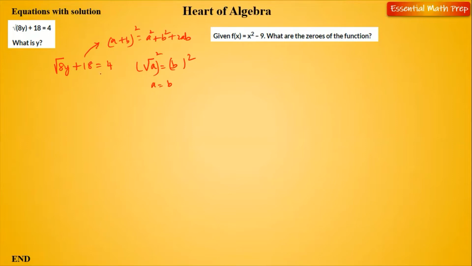Here you have to actually simplify these terms. So square root of 8y equals 4 minus 18, which is negative 14. Then take the square. Now we have it in a form which is very similar to what we have here. Now if you square both sides, it will be 8y equals negative 14 squared. I don't know off the top of my head. It's 196. So 8y equals 196, y equals 196 over 8, which is 24.5.